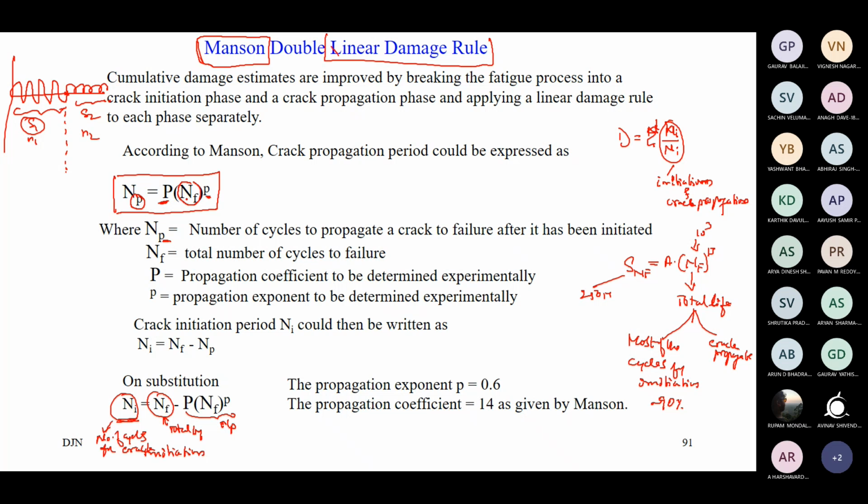Whereas on the right-hand side of the equation, there is a capital P, which is the propagation coefficient. This needs to be determined experimentally. Till date, an empirical relation is not available in the open domain. Maybe in certain places it may be there, but you have to do too much exploration to search for that. So it is to be determined experimentally, and in the same way, the propagation exponent is to be determined experimentally.